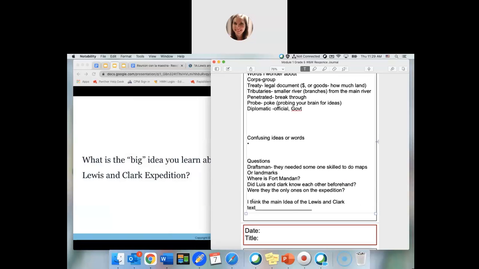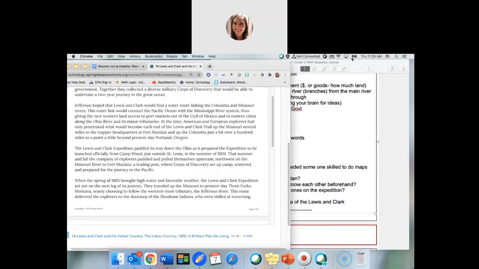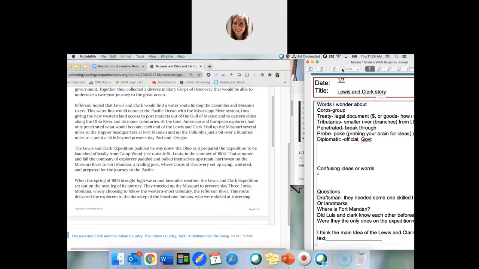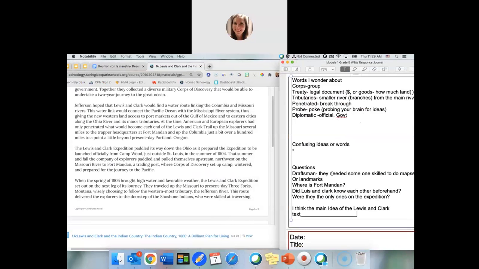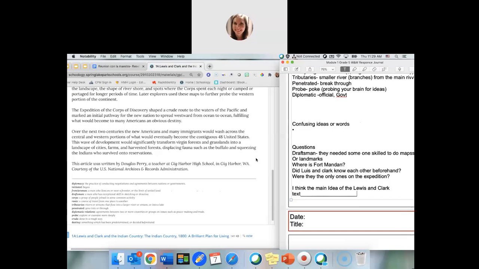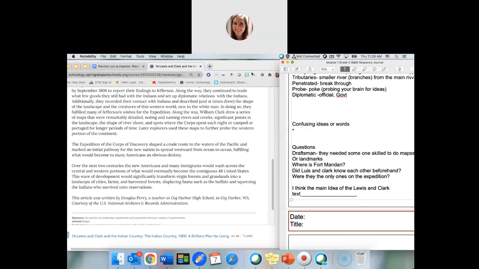This wave of development would significantly transform virgin forests and grasslands into landscape of cities, farms, and harvested forests, displacing fauna such as buffalo and squeezing the Indians who survived onto reservations. Okay? So, a lot of it might help you in this last couple paragraphs, so if you need to re-look at it, you can. I want you to write on your document, your response journal, what do you think the main idea is? When you have what the main idea is, I want you to copy it and put it in the chat, okay?